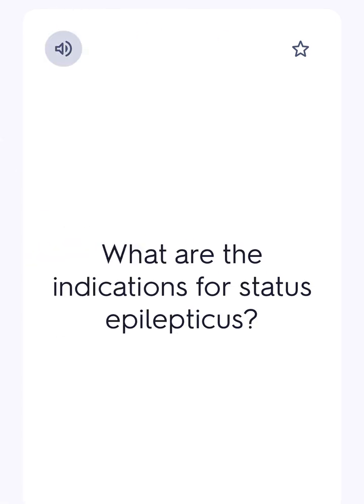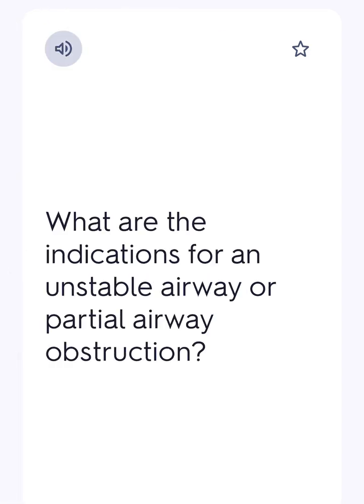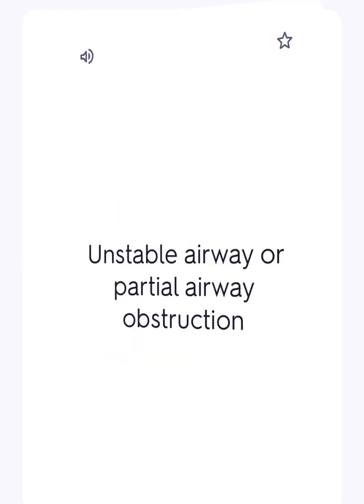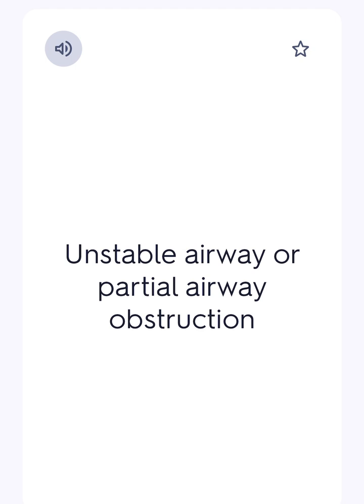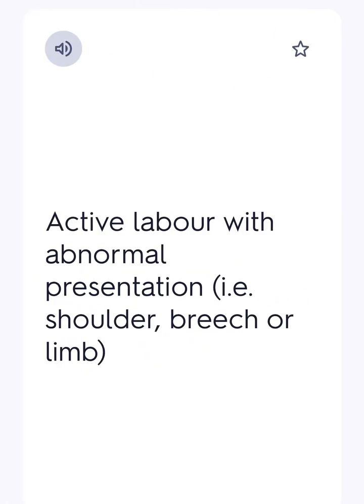What are the indications for status epilepticus? Status epilepticus. What are the indications for an unstable airway or partial airway obstruction? Unstable airway or partial airway obstruction. What are the indications for active labor with abnormal presentation? Active labor with abnormal presentation.